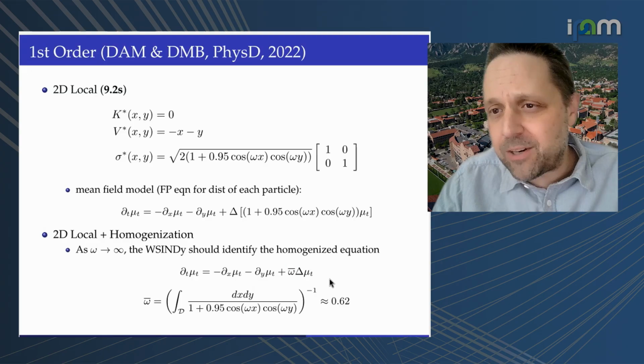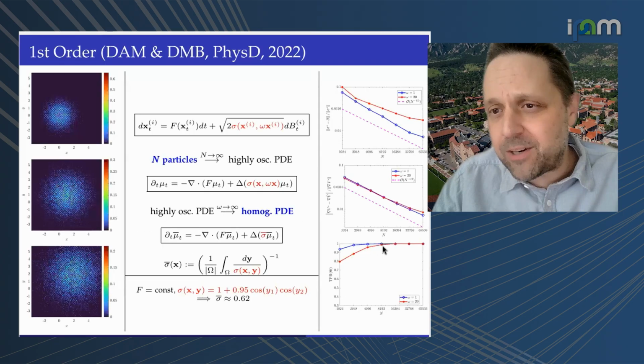homogenized equation. And this is a well-known theory that this omega bar that should come out is actually the harmonic mean of this. And it is able to recover the 0.62 without knowing all of the theory about how you go through and derive the homogenization. Okay, and so this is just expanding this.